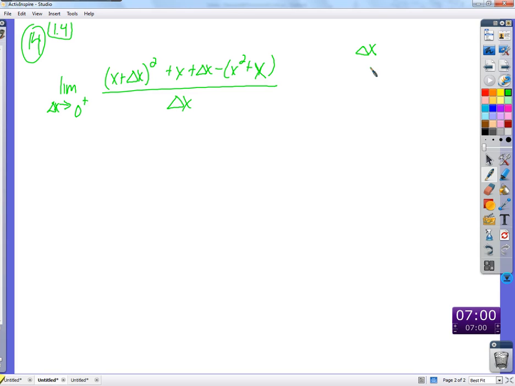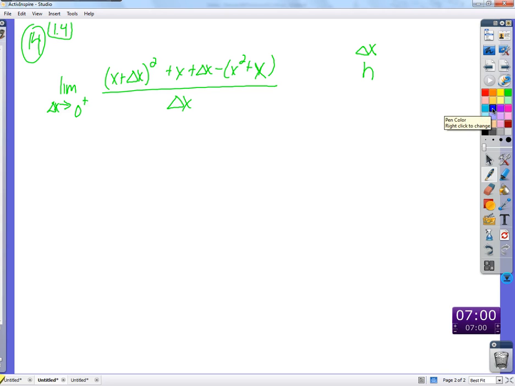That's kind of where you use h. We commonly will replace it with h. You can use any variable, though. You wouldn't want to use x, because that'd be a little confusing. x and delta x are related, but they're completely different things. They're separate from each other.